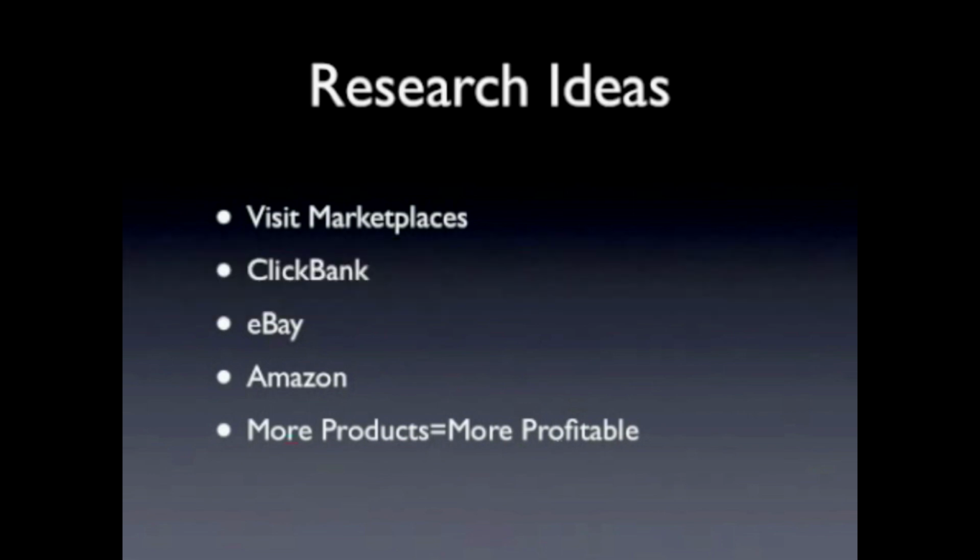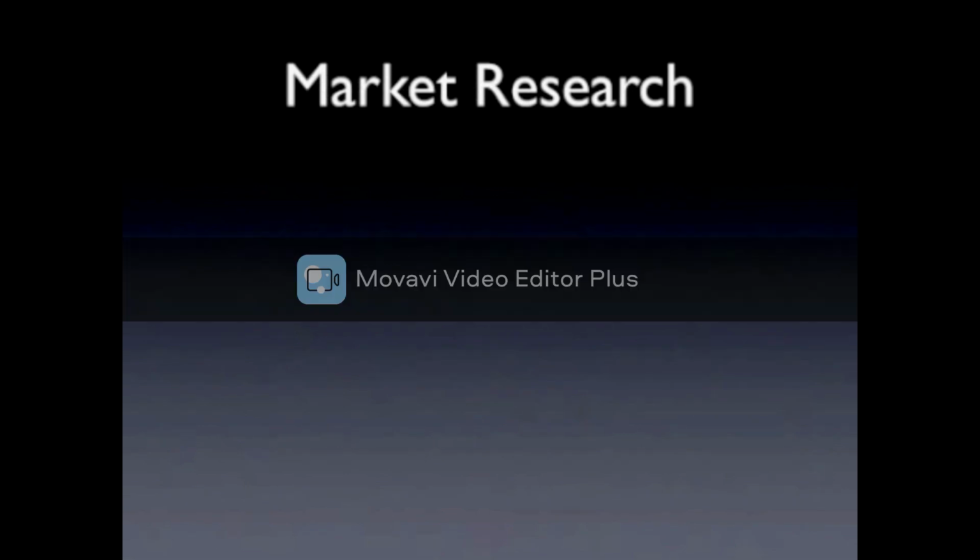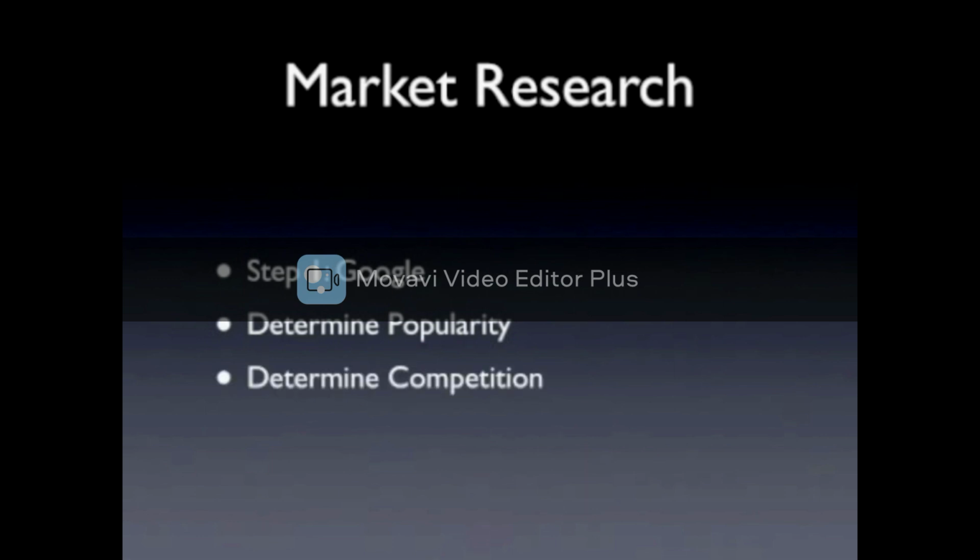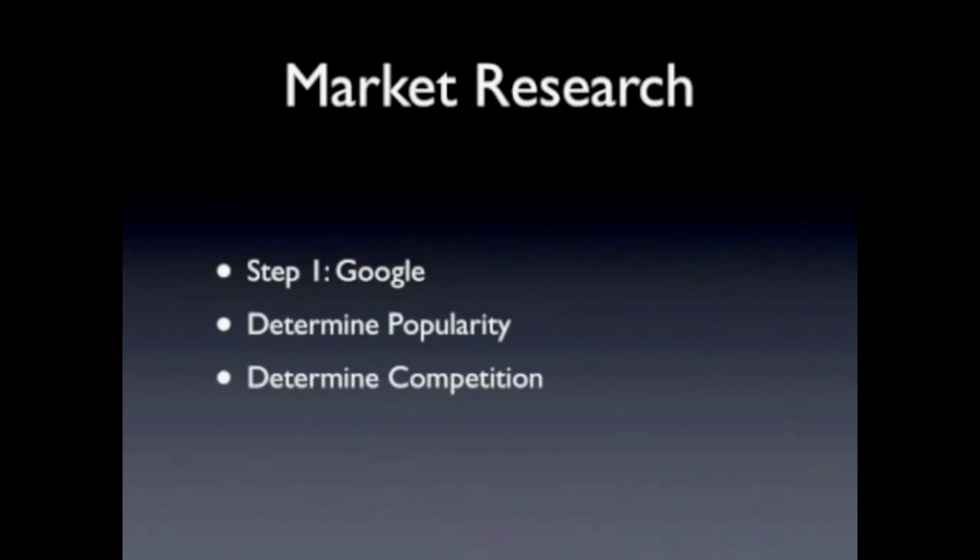To narrow down your topics and choose the very best one, the easiest way to begin is by conducting a bit of quick market research. Here's how I do this. Step 1. Google. Visit google.com and enter the main keyword phrase for your topic. Example, weight loss newsletter, to determine your competition and how popular your topic is.